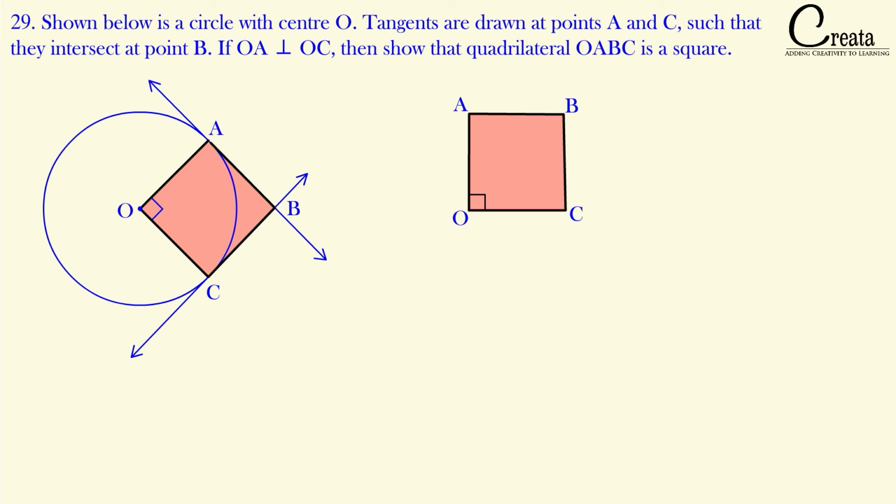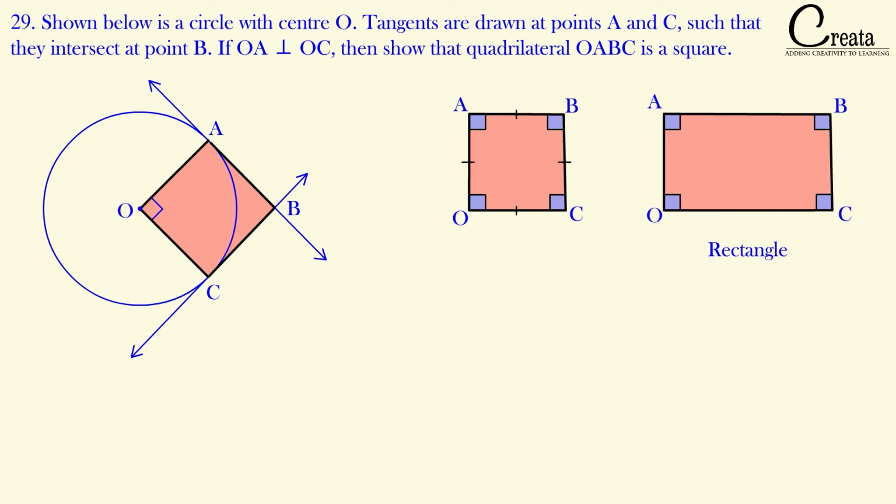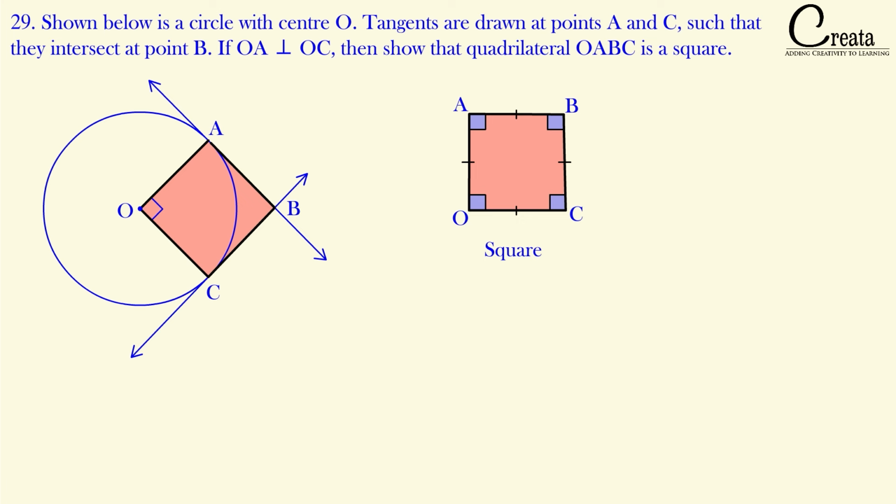And what is the property of a square? A square is a type of parallelogram in which all the angles are 90 degrees and all the sides are equal to each other. We have two types of parallelogram in which all the angles are 90 degrees: one is rectangle and one is square. The difference between rectangle and square is that in a square all the sides are equal, while in a rectangle only the opposite sides are equal. Here we have to prove the quadrilateral is a square. It means we have to prove all four angles of the quadrilateral are 90 degrees, and all the sides of this quadrilateral are equal to each other. If we are able to prove these two criteria, we can prove it is a square.